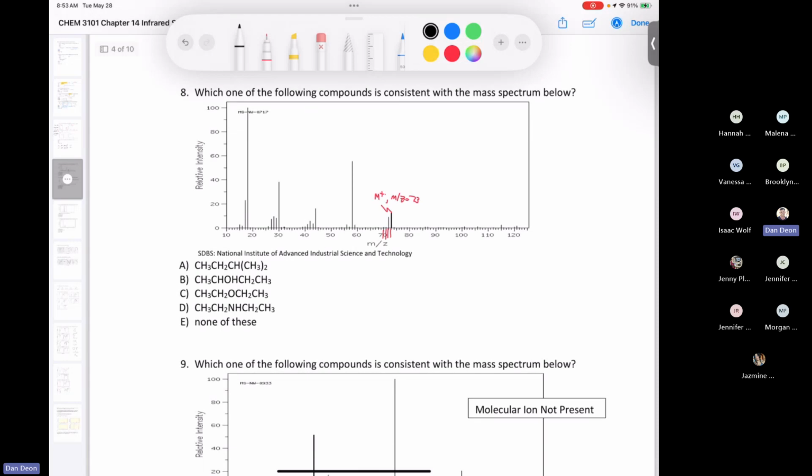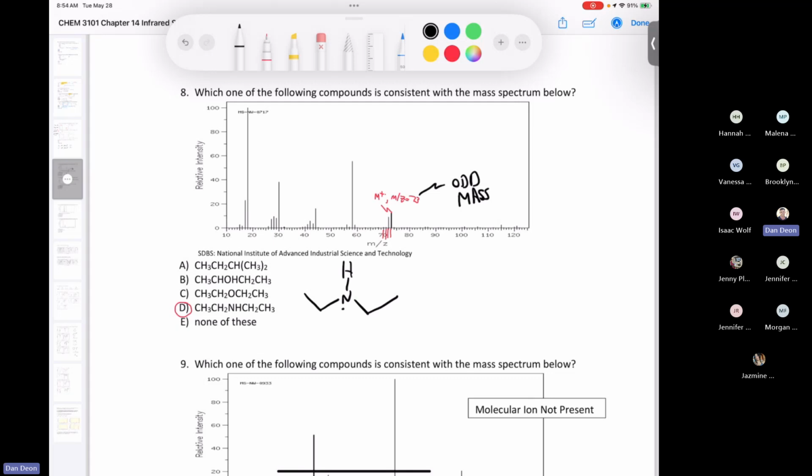All right, so now that we see the parent for this one, the molecular ion has a mass over charge of 73, we see that it has an odd mass. And so we start looking through these compounds and see if we can find one that has an odd mass. And the only one is going to be D, because it has an odd number of nitrogens. It's this compound here.